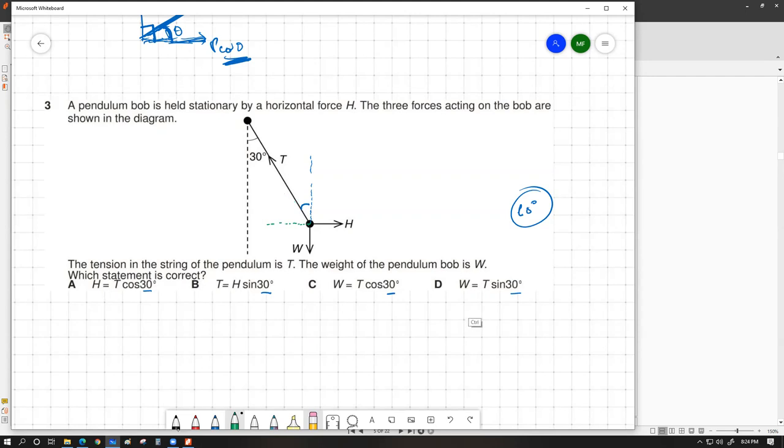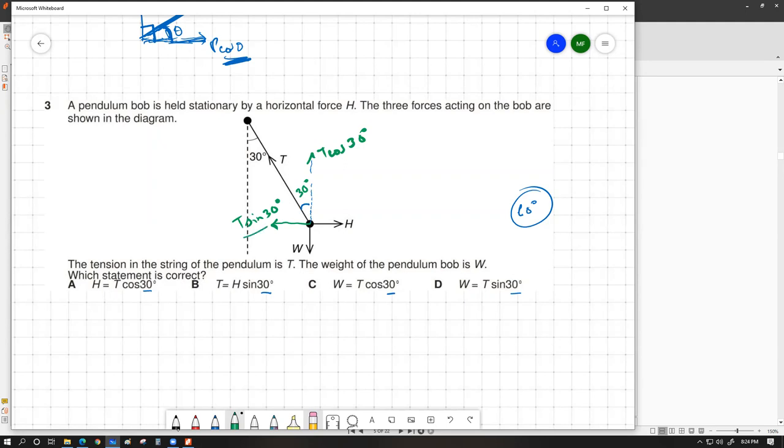So I'm going to just get rid of this drawing altogether. And we have this thing over here, so I'm going to just write 30 degree over here. So tension is working this way. The adjacent component is going to be T cos 30, and then the perpendicular component is going to be T sin 30. And you can very well see that the other two forces are exclusively horizontal and vertical.